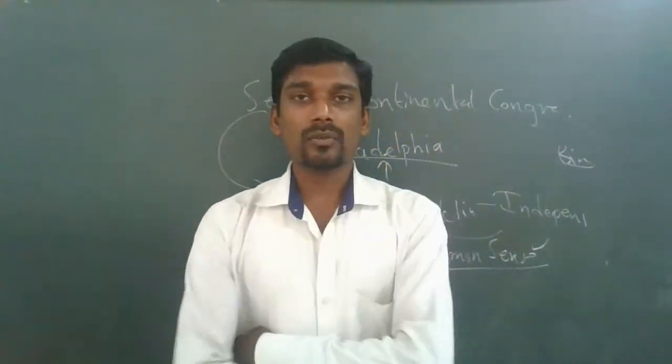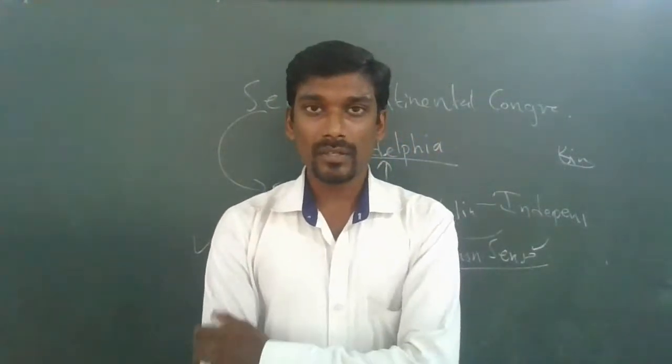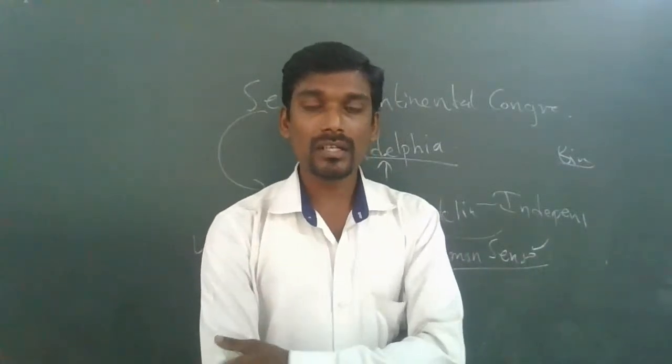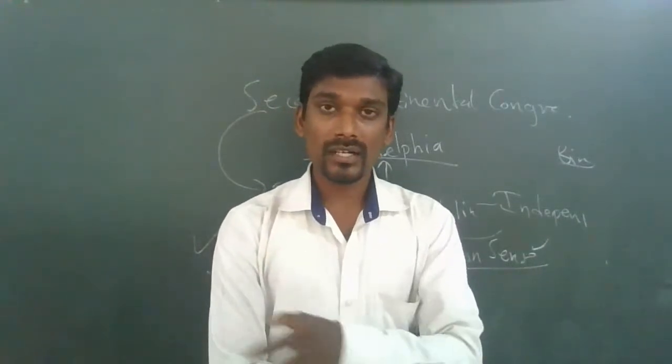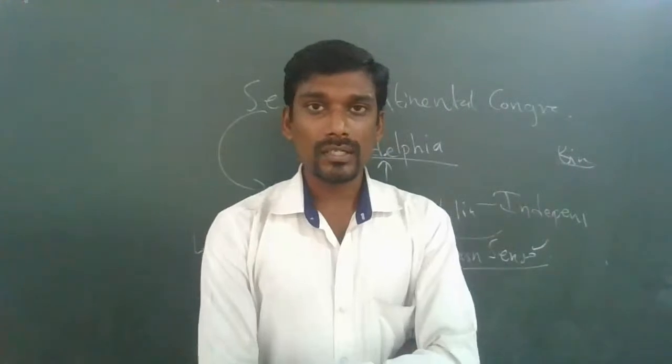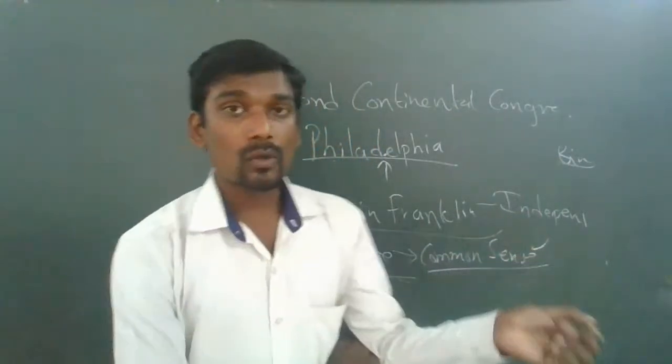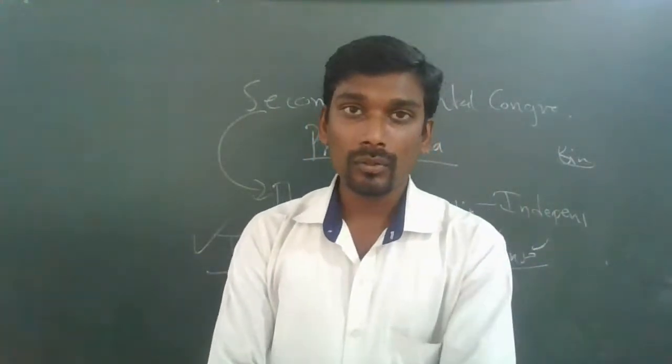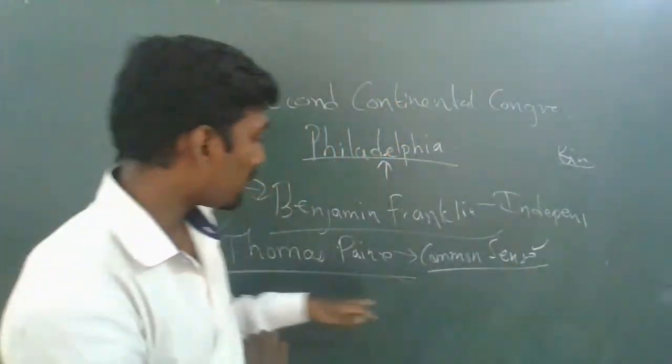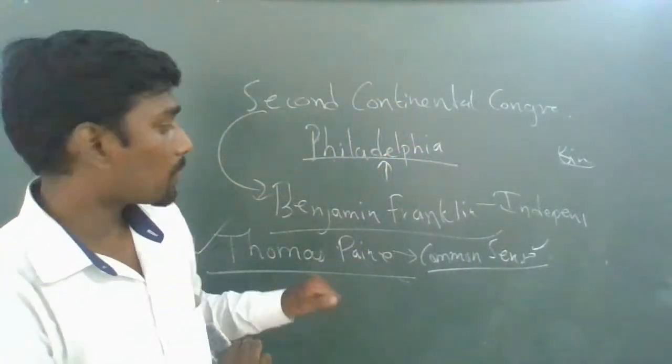So what are the expected questions for you in the upcoming examination? George Washington is related to what? Whether it was related to Minutemen or Continental Congress. Then they will ask you a question: Common Sense was a book written by whom? Okay, so this is what you have to keep in mind. Common Sense was written by Thomas Paine.